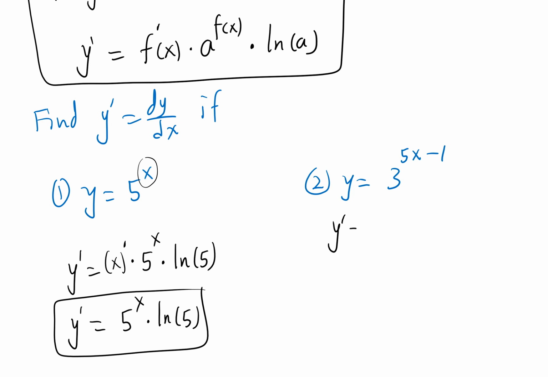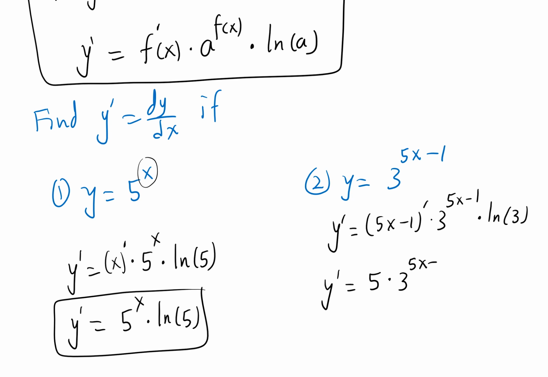For this one, derivative of the exponent times itself times natural log of the base. Of course, we assume you guys know how to find derivatives from previous sections. Derivative of 5x is 5 minus derivative of 1 is 0 times 3 to the 5x minus 1 times natural log of 3.